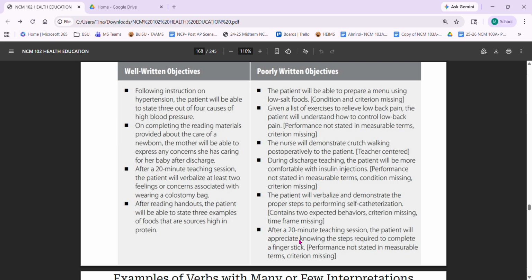Okay? After 20 minutes teaching session, the patient will appreciate knowing the steps required to complete a finger stick. Performance not stated in measurable term or criterion is missing. Okay? Hindi measurable. Ano yung hindi measurable dyan? Appreciate. Paano mo ma-measure ang appreciate? Okay? So, that is a poorly written objective. Okay? The patient will verbalize and demonstrate the proper steps performing self-catheterization. So, anong mali dito? Two expected behaviors.